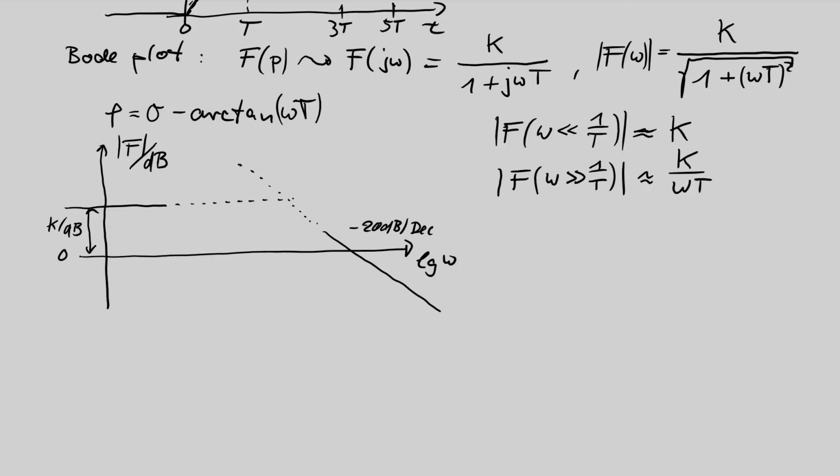The question is, can we now find a point so that we can draw this, where the position of this gradient should be defined. One point could be the crossing of 0 dB, but there is a better point. The better point is exactly this point, where the low frequency approximation, which we call an asymptote, crosses the high frequency approximation, also called an asymptote.